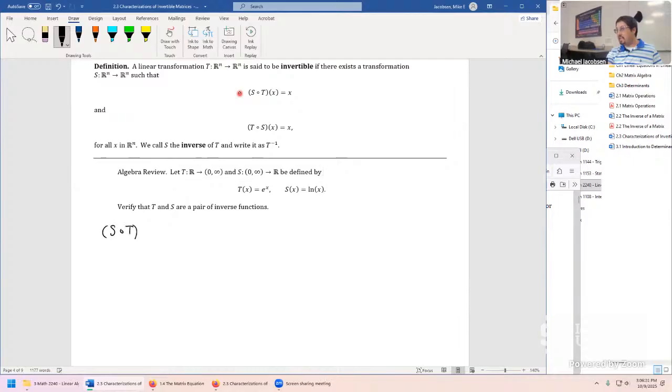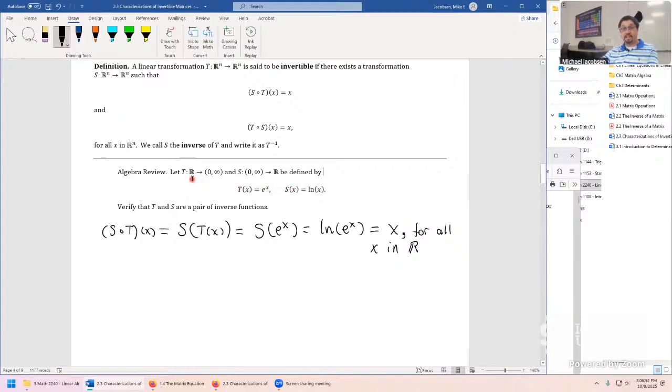S of T at x is S of T of x. That feels redundant, but this is now the name of the function on the inside, and this is the actual operation we take. This would be S of e to the x, which would be the natural logarithm of e to the x, which would be x itself, and this would be for all x in R, the domain of T.